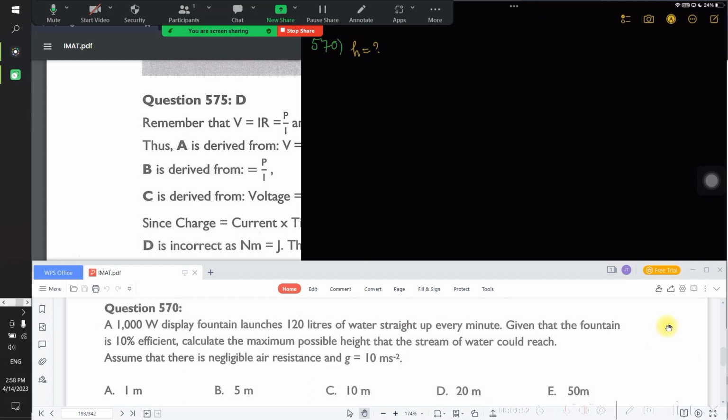You are given power. So it means that you have to do something to do with energy. So they say that the fountain is 10% efficient. So it means that it only converts 10% of that 1000 watts into the energy to do work, right?